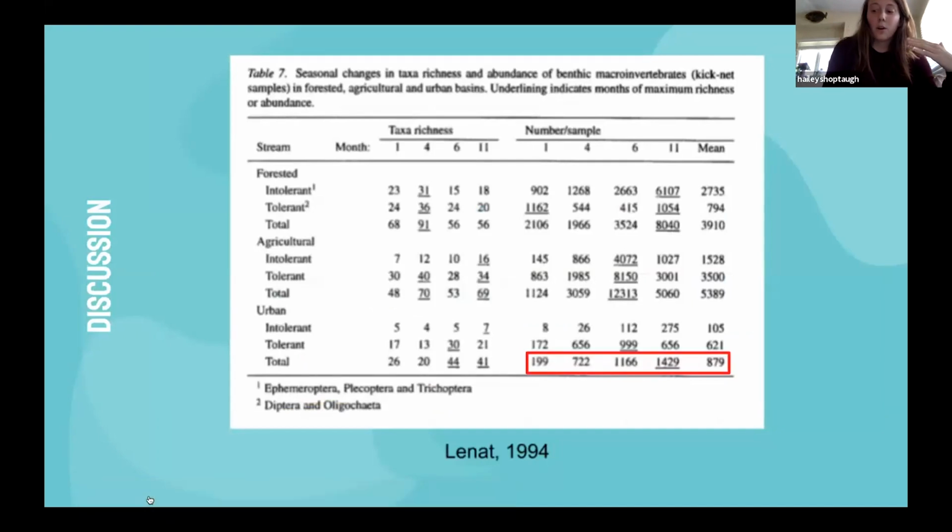So within each site, there was no statistically significant difference between the number of pollution-sensitive species or intolerant species or tolerant species. So I had to throw out that part of my alternate hypothesis.